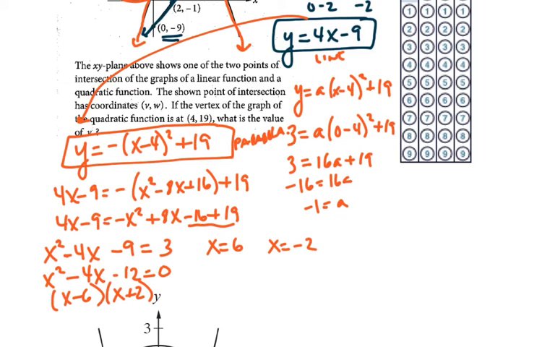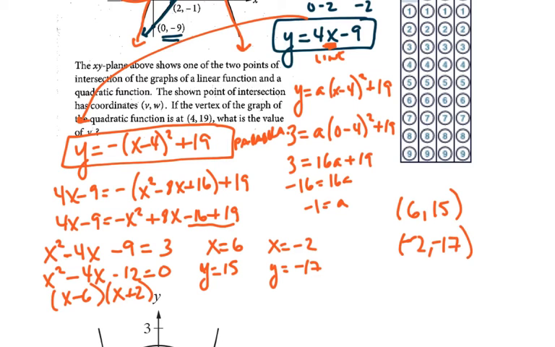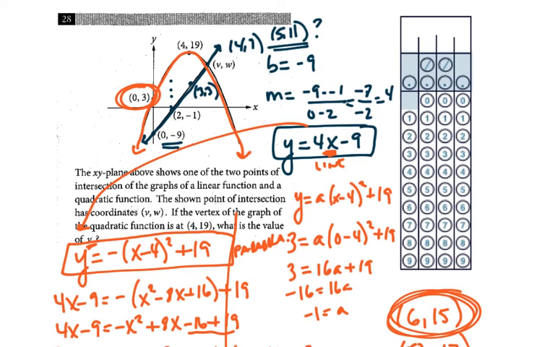And again, I can plug in those values for x up here. So 6 times 4 is 24. 24 minus 9 is 15. And then negative 2 times 4 is negative 8, minus 9 is negative 17. So I see two answers, (6, 15) and (negative 2, negative 17). And of course, the one that fits with the graph is (6, 15). And for the bubbling purposes, it just wanted the value of v, so it was actually 6 here. So I really didn't go far enough here. I would have had to go up 4 over 1 again to (6, 15).